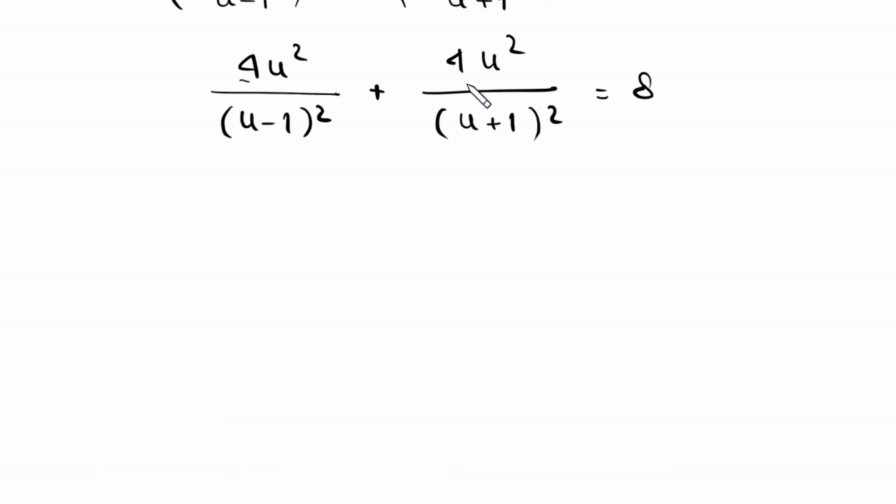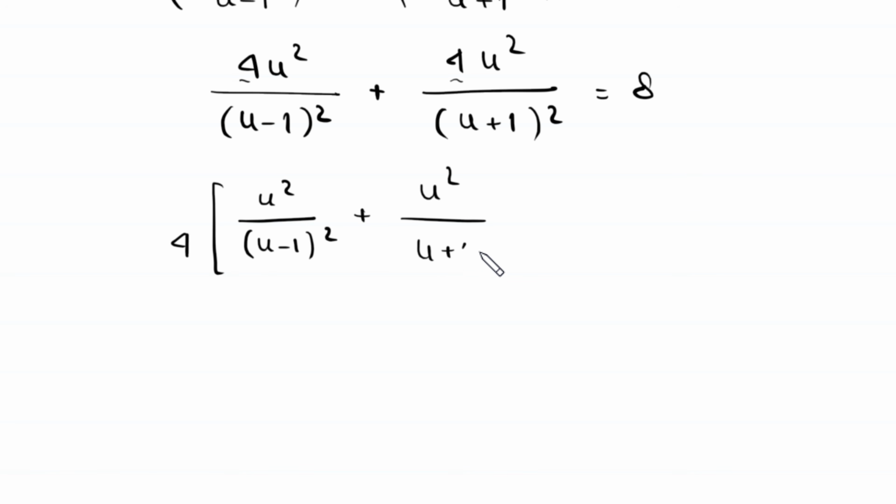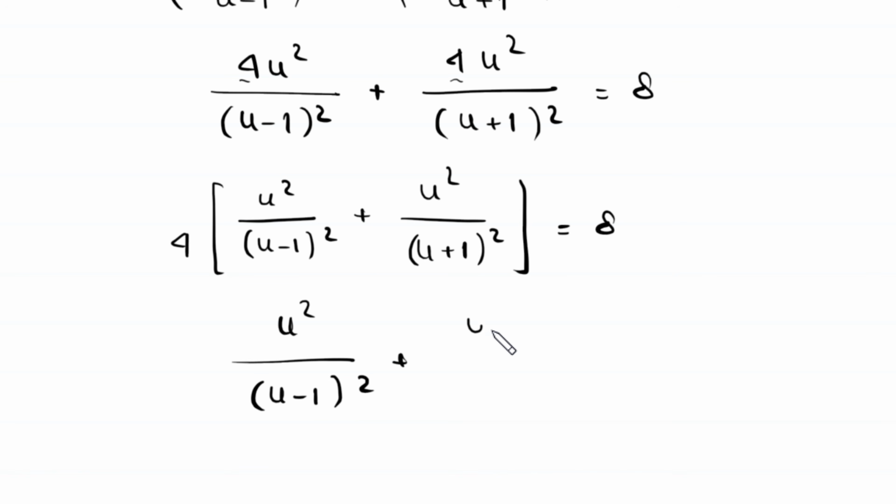Now 4 is a common factor, so we factor out 4. In the bracket we have u squared over (u minus 1) whole squared plus u squared over (u plus 1) whole squared equal to 8. If we divide both sides by 4, this becomes u squared over (u minus 1) whole squared plus u squared over (u plus 1) whole squared equal to 2.